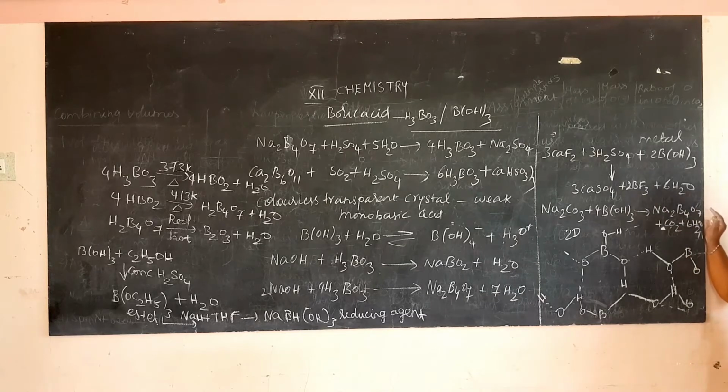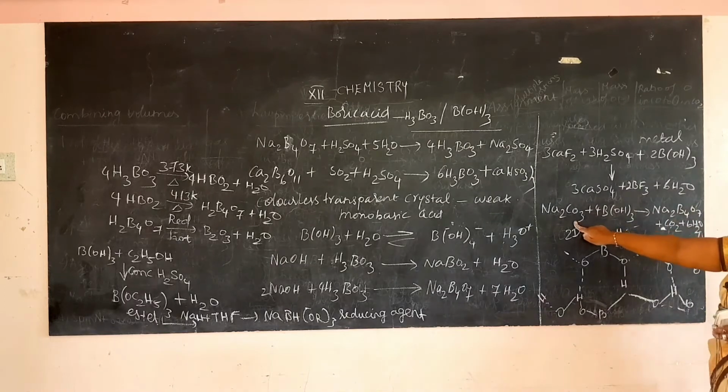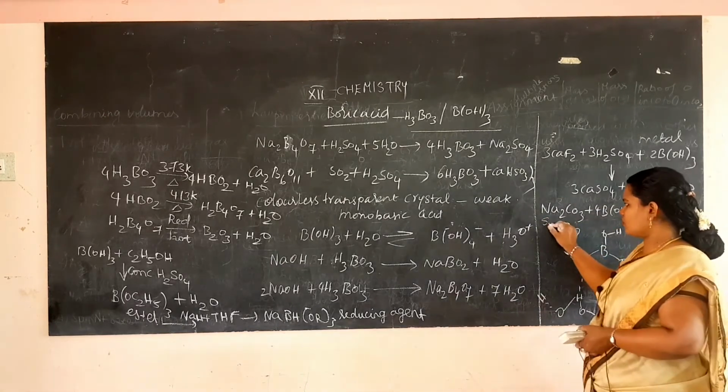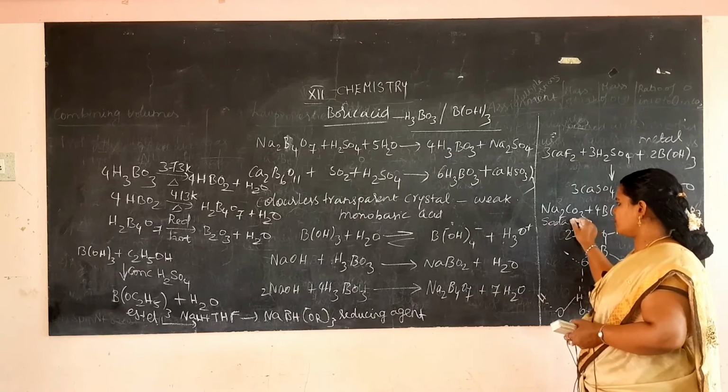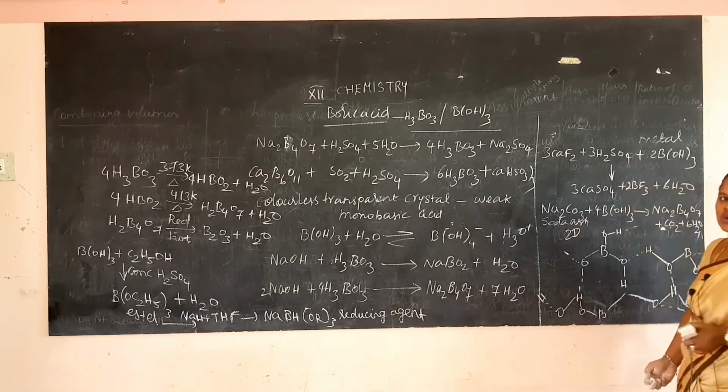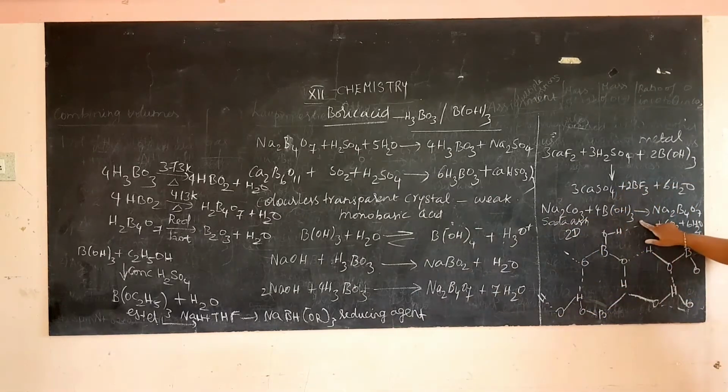This is our reaction to form boron trifluoride. Then when it reacts with soda ash, Na2CO3, which is nothing but sodium carbonate or soda ash, and boric acid, it forms borax.